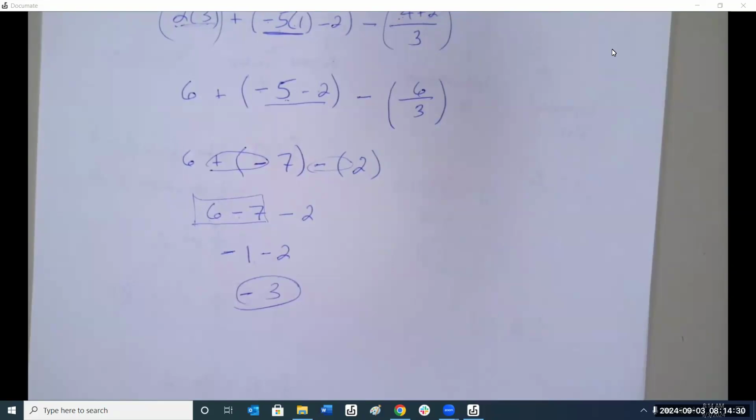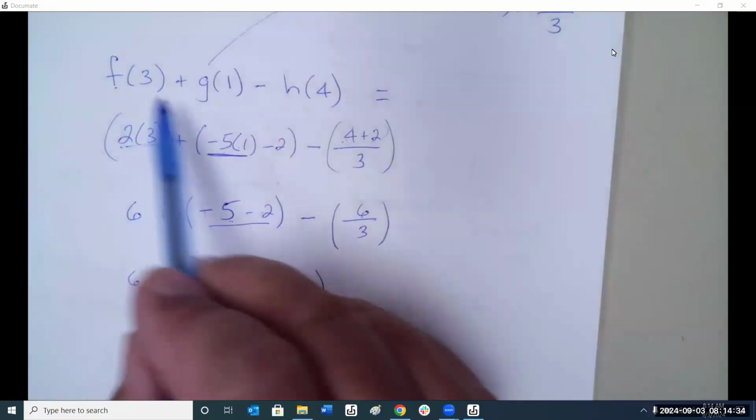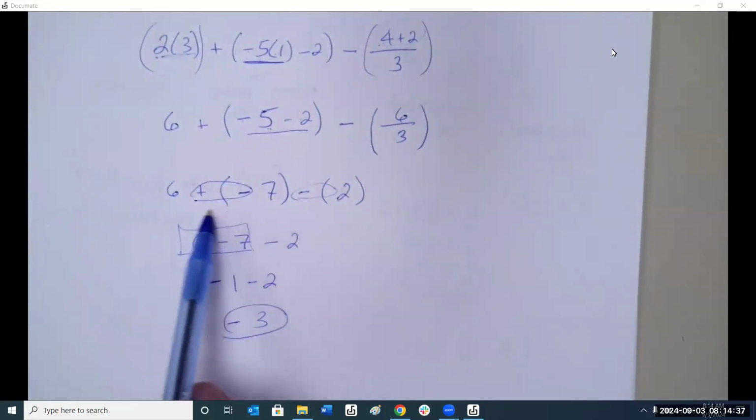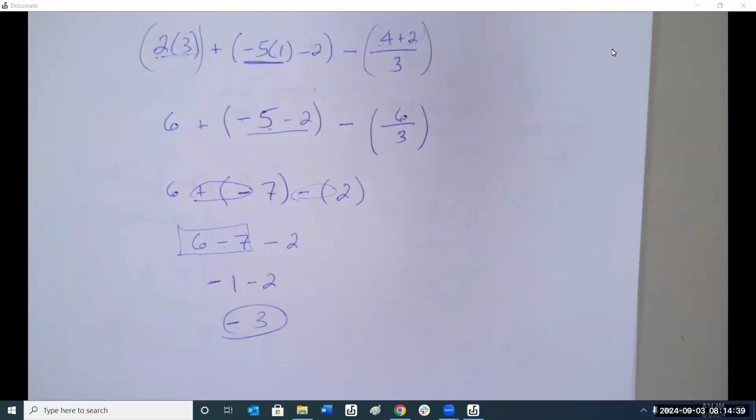So you see, whenever you deal with functions, work the functions out independently. I work out each one of these independently, and then I'm just interested in combining where their values are in the equation.